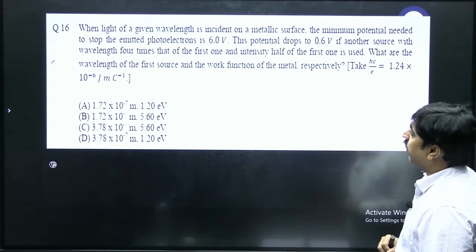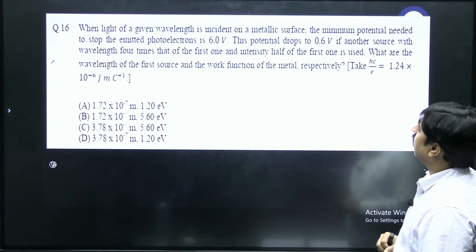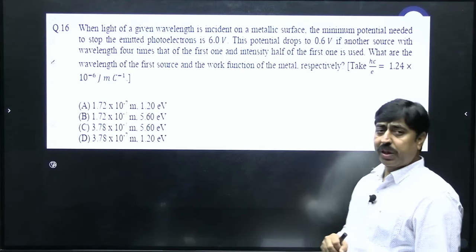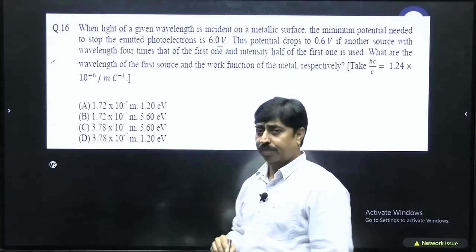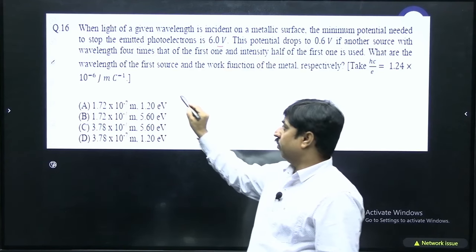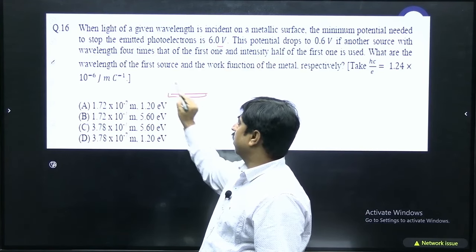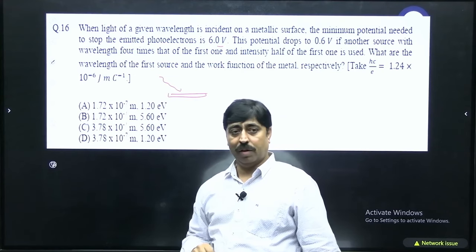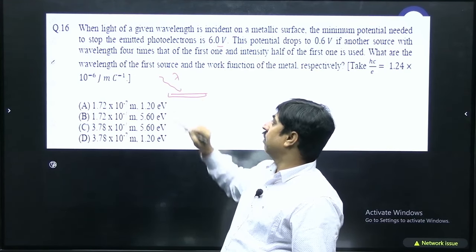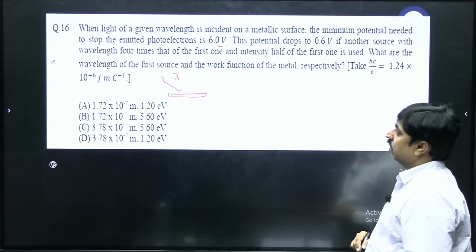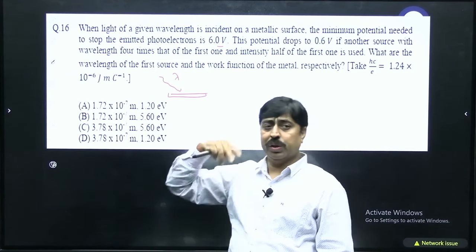When a light of given wavelength is incident on a metal surface, the minimum potential needed to stop the emitted photoelectron is. This is a metal surface. Some light is incident on it. It has got some wavelength lambda. And we are applying a stopping potential difference with it.